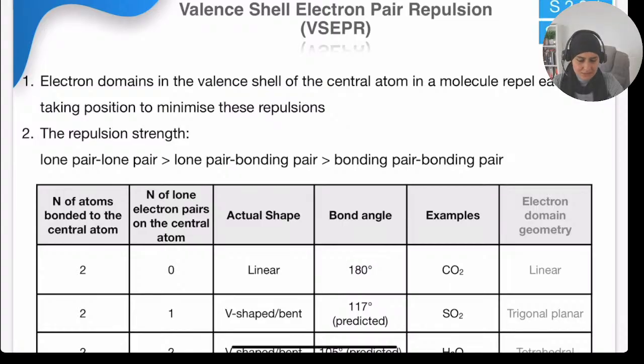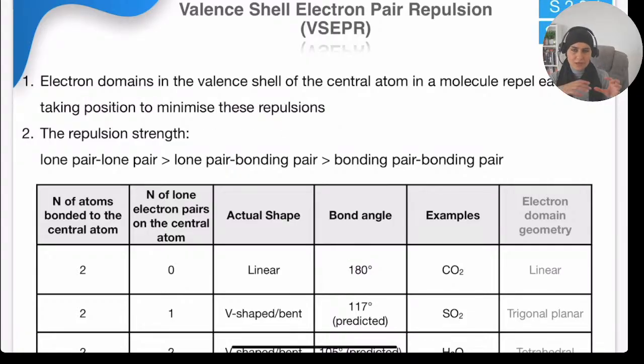This theory tells us how to predict the shape of the molecule based on certain assumptions. The first assumption is that electron domains in the valence shell of the central atom in the molecule repel each other, taking positions to minimize repulsions.